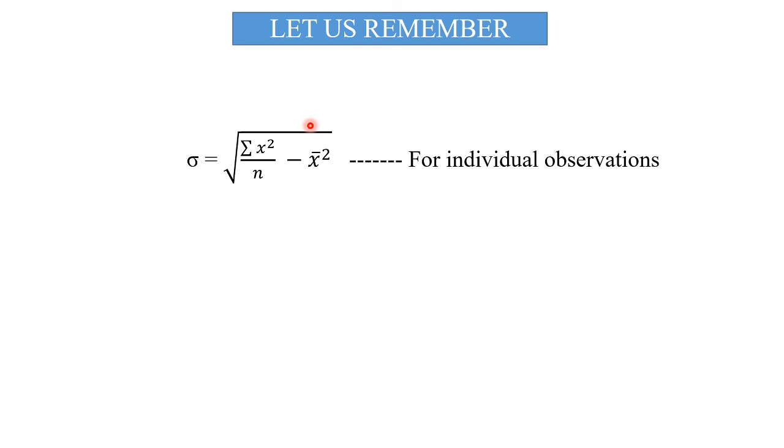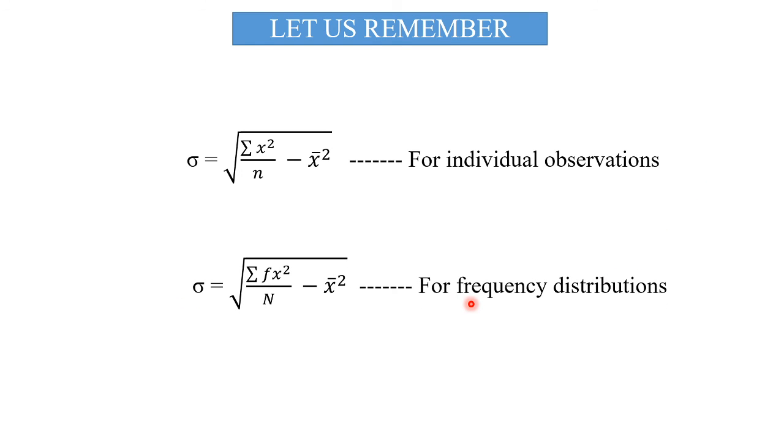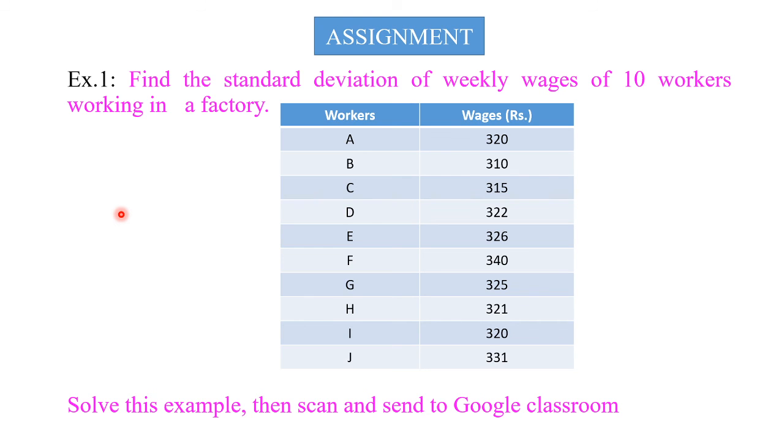Students, let us remember some important points. Number 1, sigma, standard deviation, is equal to under root summation of x square divided by n minus x bar square for individual observations. This is the most important formula to find standard deviation for individual observations. Then standard deviation for frequency distribution, and the formula is under root summation of fx square divided by capital N minus x bar square. So students, here we have solved some examples of standard deviation.